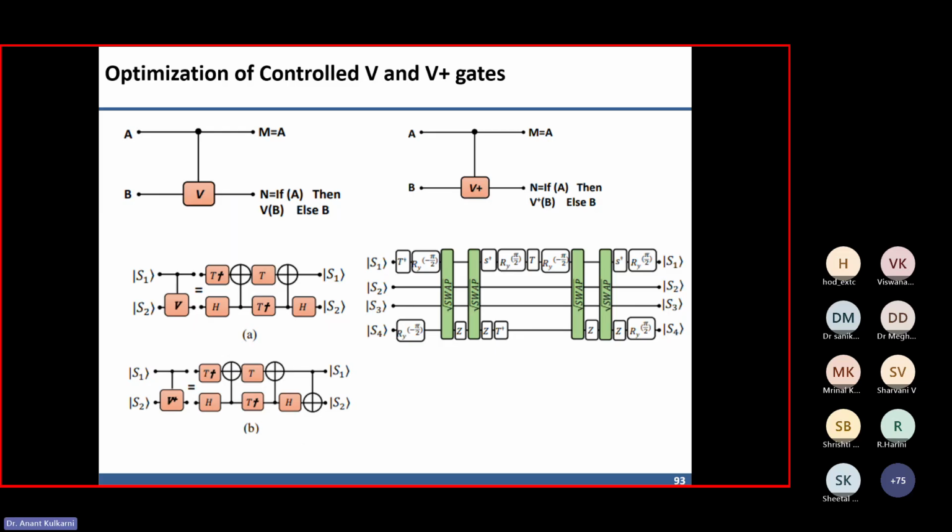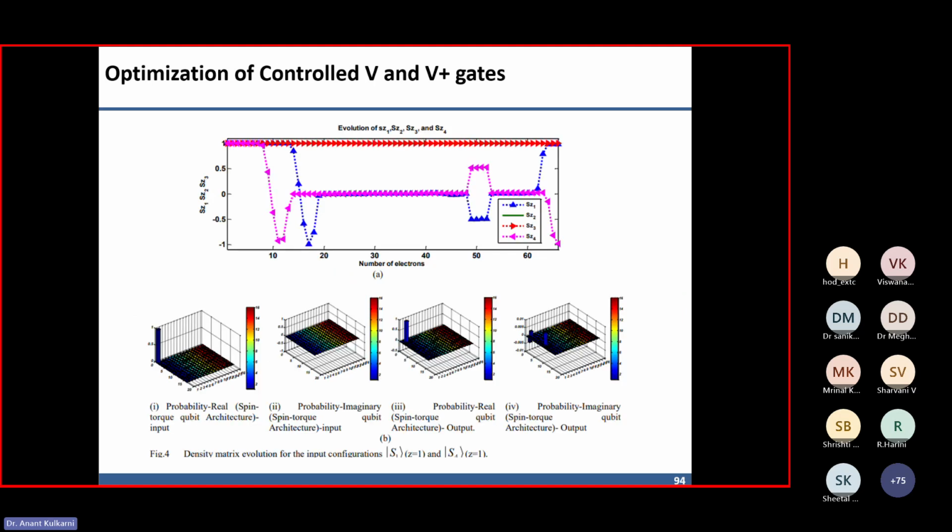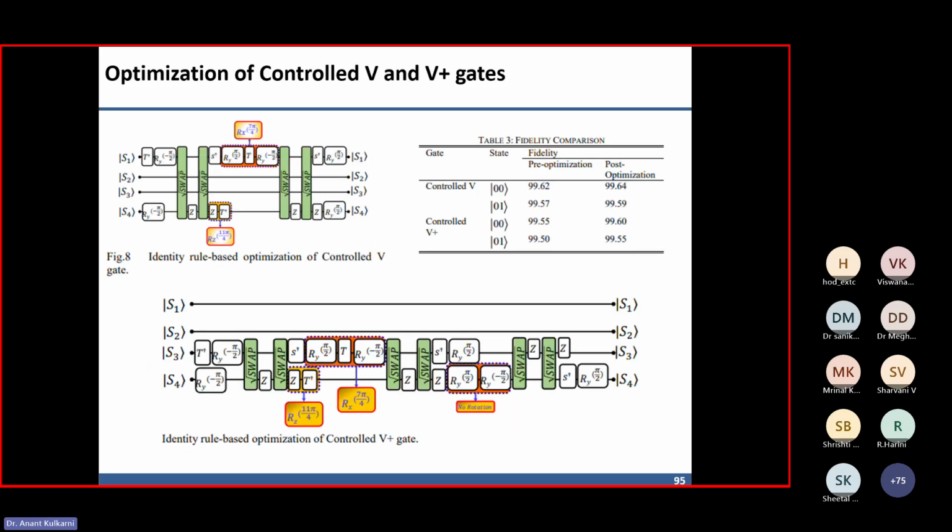Just out of curiosity, we carried out this work on the optimization of control V and V plus gate. What we observed is that the fidelity increased from 99.62 to 99.64, 99.57 to 99.59, 99.55 to 99.60, and 99.50 to 99.55. With the help of identity-based rules, we have reduced it drastically.